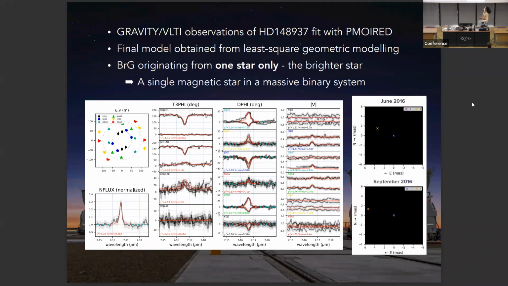And that's quite interesting because that implies that the magnetic signatures that we're seeing from the system are also associated with only one star in the system, because Brackett gamma can be a signature of a magnetically confined wind.